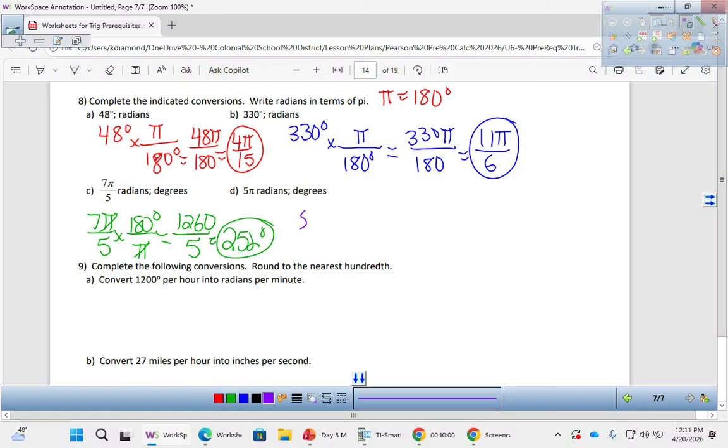So 5 pi, I want to cancel that out. So I'm going to put the pi in the bottom, which means the 180 goes on top. 180 times 5 is 900, and the pi's just cancel out. So this is 900 degrees.